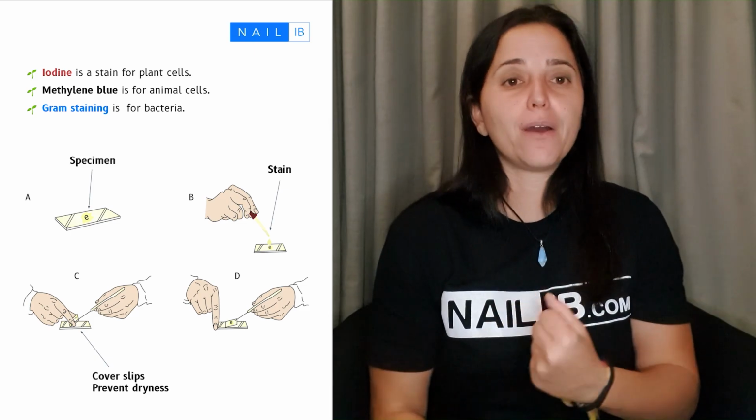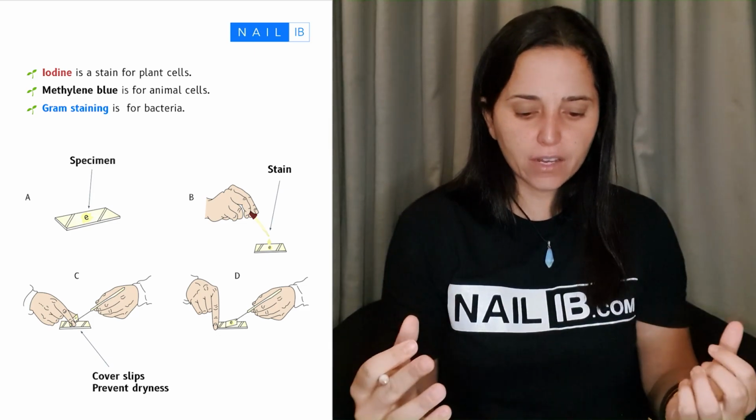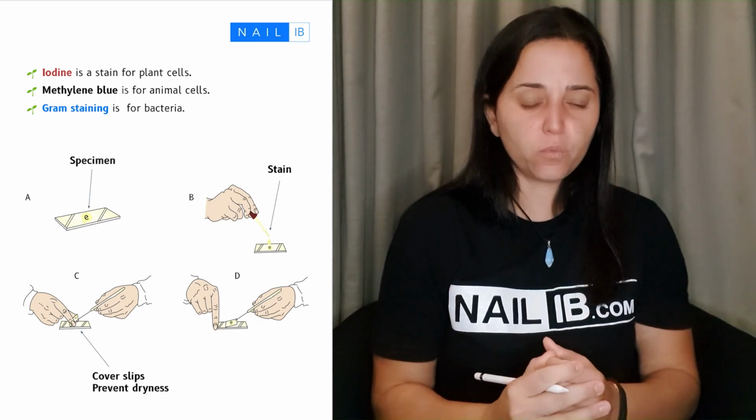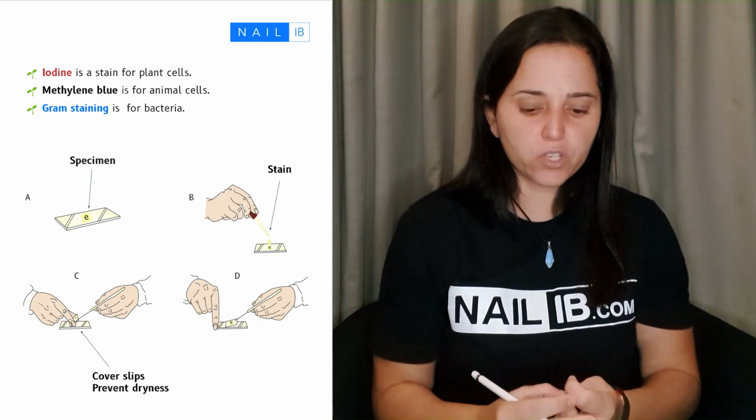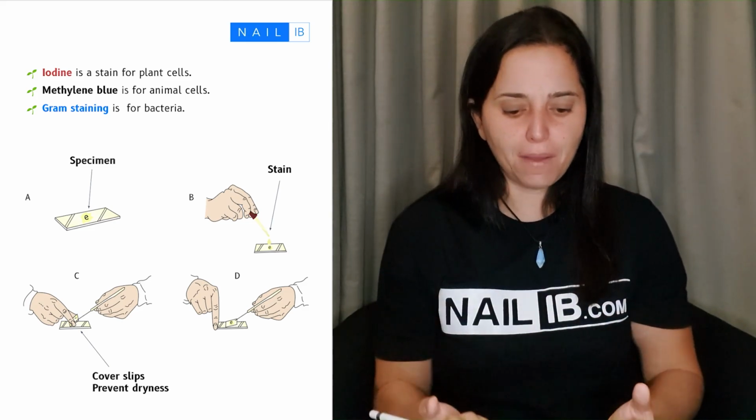So now let's talk about staining. When we talk about staining, you have the iodine, which is the stain for the plants. You have methylene blue, which is for the animals, and gram staining, which is for the bacteria. These stains just make them look much easier in the microscope.